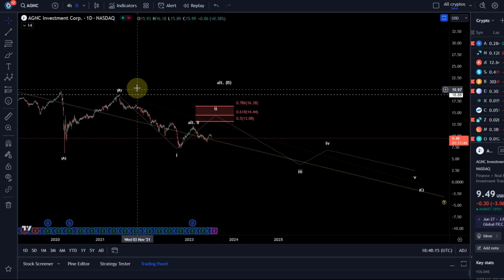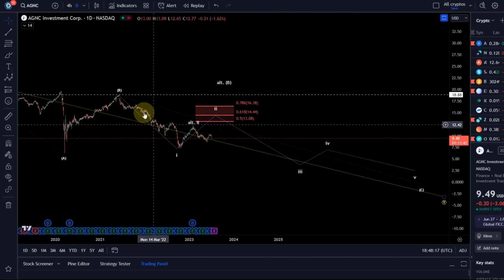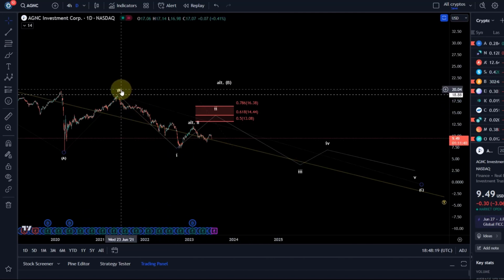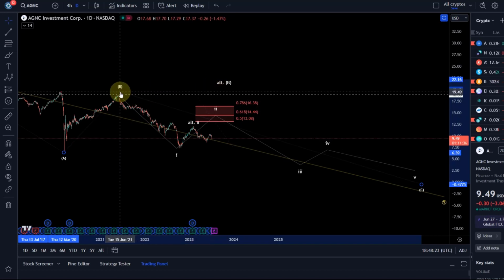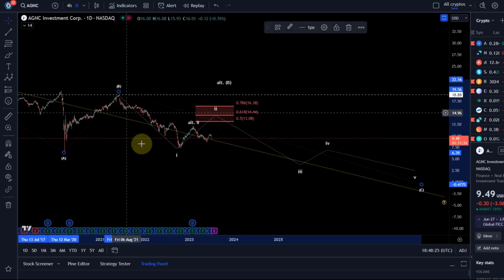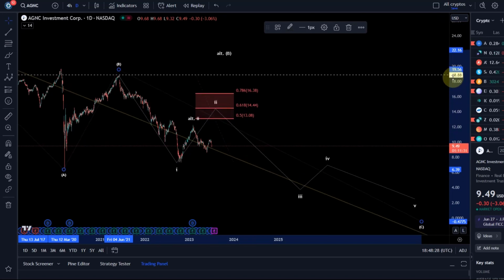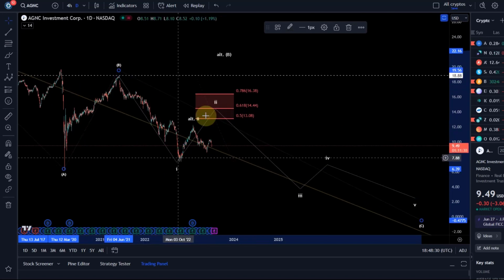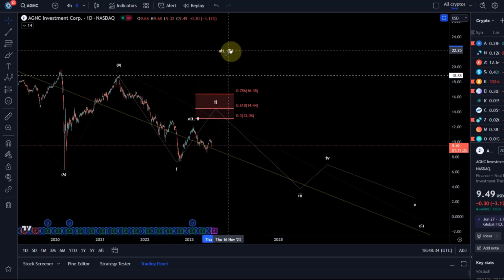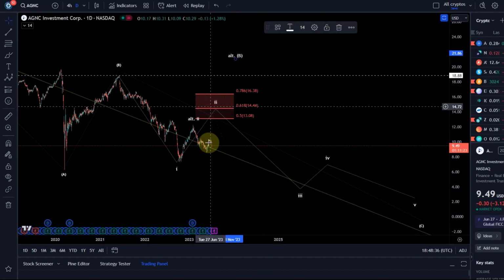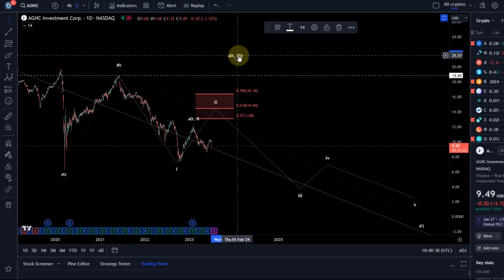Now, first of all, the higher level alternative wave count would be that this B wave is stretching out a little bit further. Okay, but for now I see it as finished. My assumption is that if we really go bullish from here and we develop an impulse, then it would be the alternative B wave, just a larger corrective bounce.